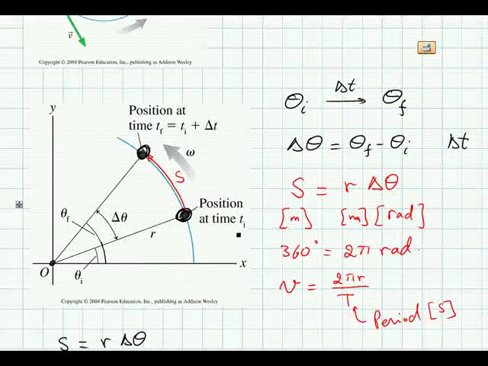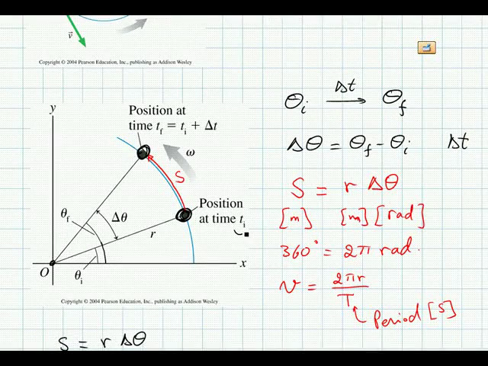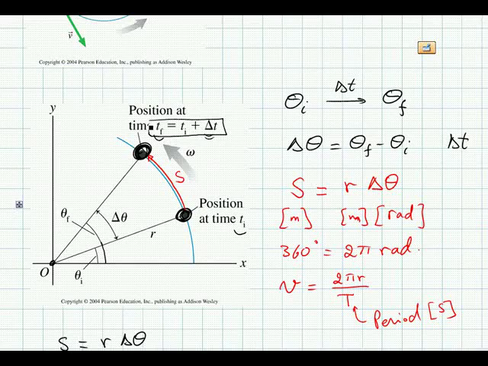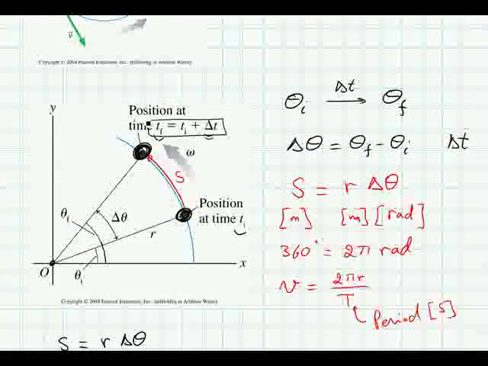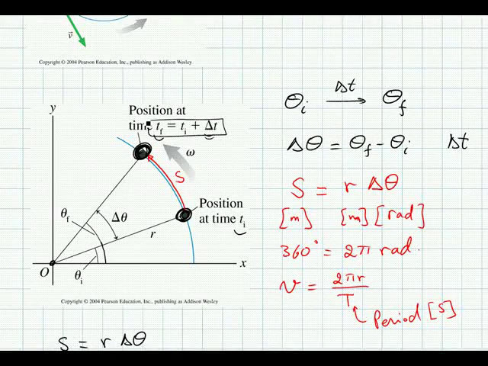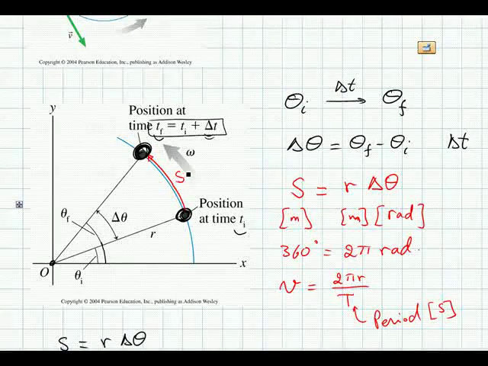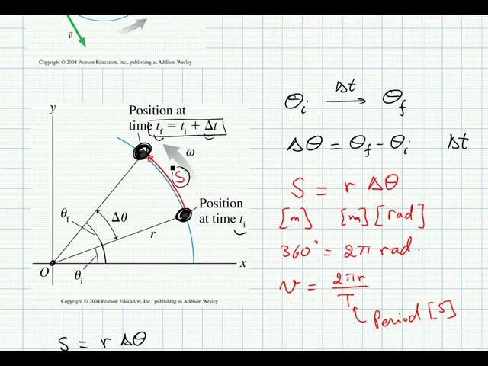So that's our initial position at ti, and the final position is up here. That's the final position at tf, and the time that it takes the object to travel from initial position to final position is delta t. Then of course we know tf is equal to ti plus delta t. That's trivial. Now the path linear distance that the object travels in this time, delta t, is the arc length s. This red path here is the arc length s.